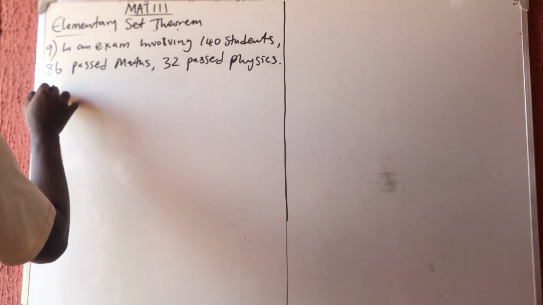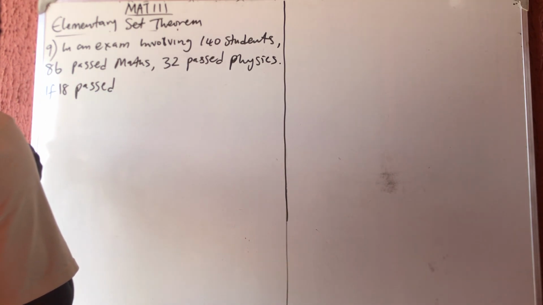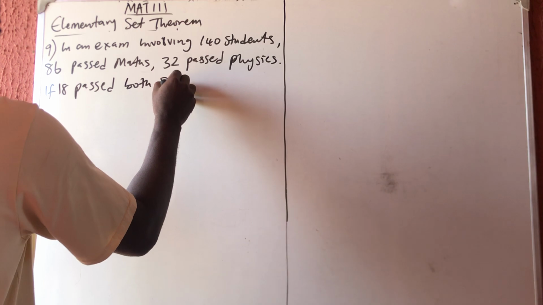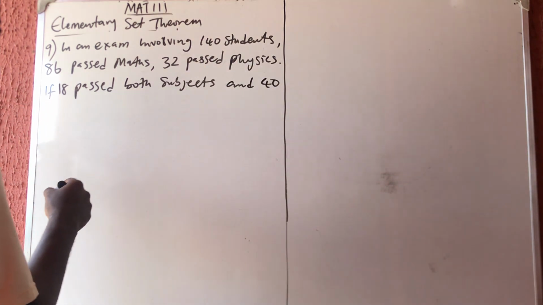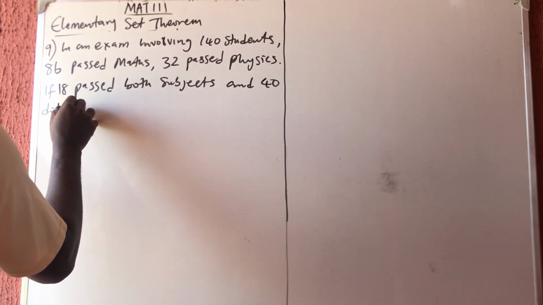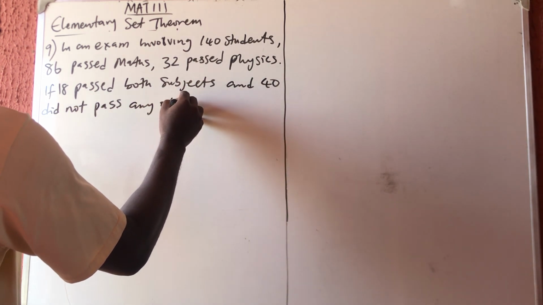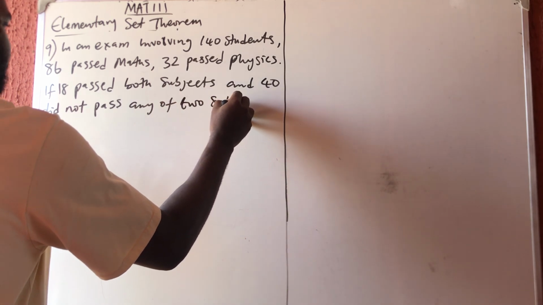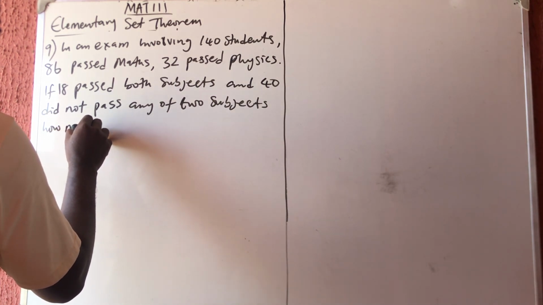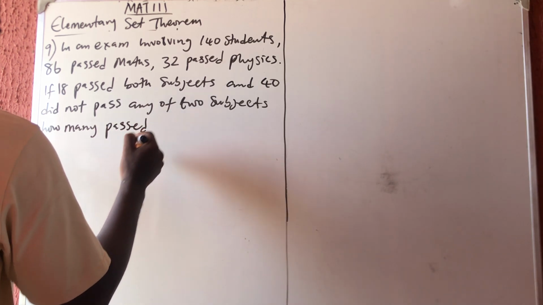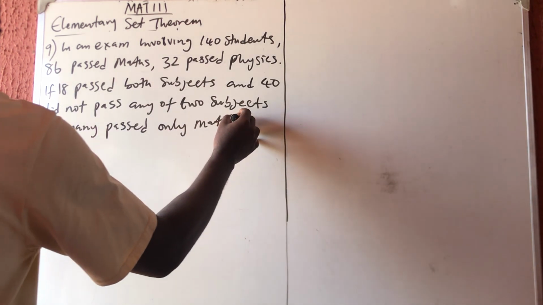Then I say if 18 passed both subjects, and 40 did not pass any of the two subjects, then I say how many passed only maths? How many passed only maths?